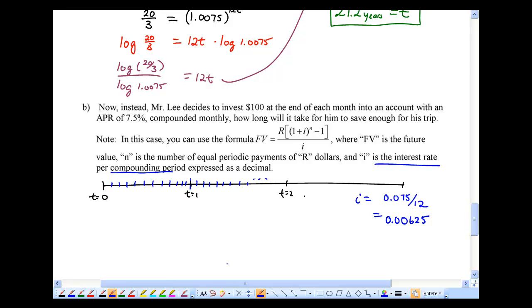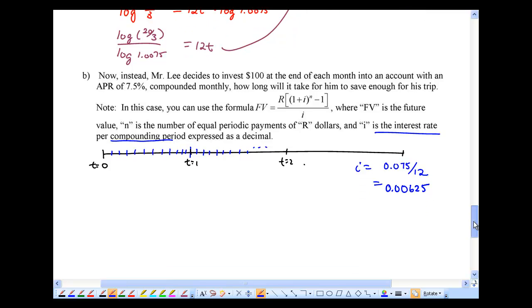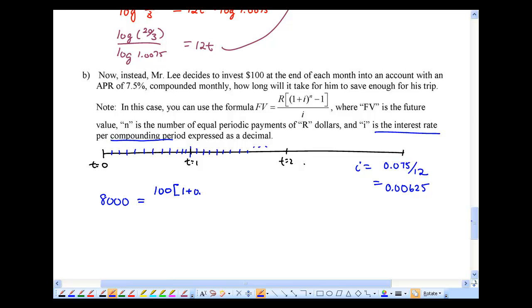So now, since you have all these pieces of information, you can just use the formula and calculate. Your future value, once again, is $8,000. That's what I want in the future. Your R is your amount of payments every single month, which is 100, times the bracket of 1 plus I, which is 0.00625, raised to the power of n, which we don't know, and then minus 1, in a bigger bracket, all over I, 0.00625.